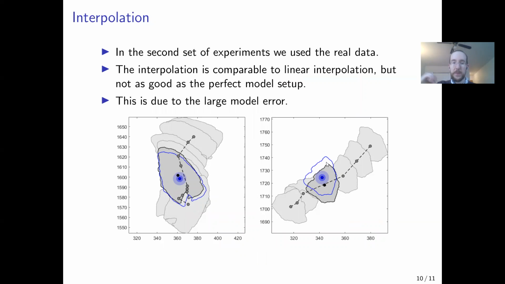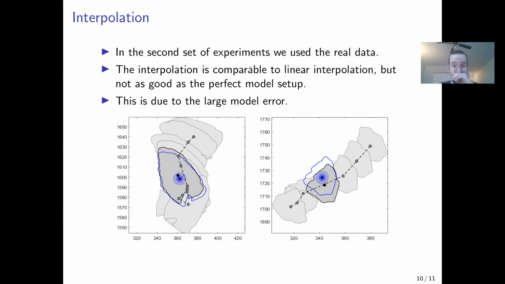So in the next set of experiments, we used the real data. Here we don't have access to any of the hidden variables. What we did is we took the daily observations and artificially removed some of them. That way we had something to compare to. So we artificially remove observations, estimate what the missing observation should be, and then we can compare it to the truth.